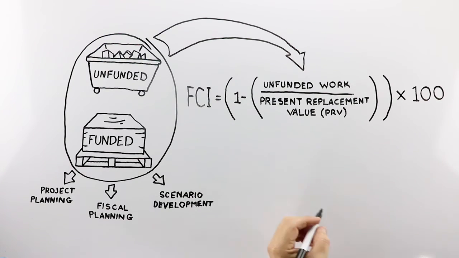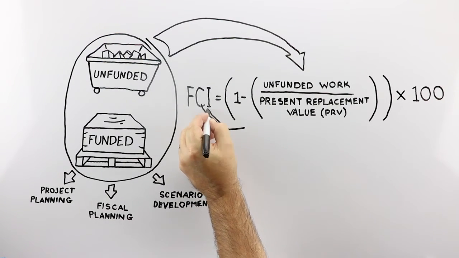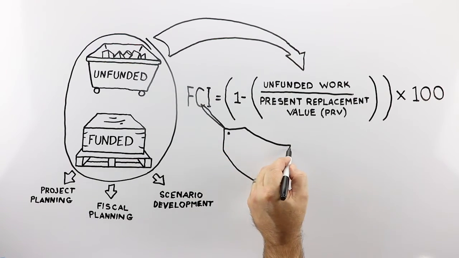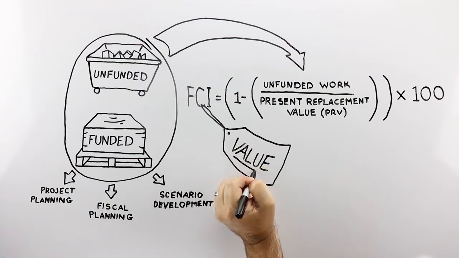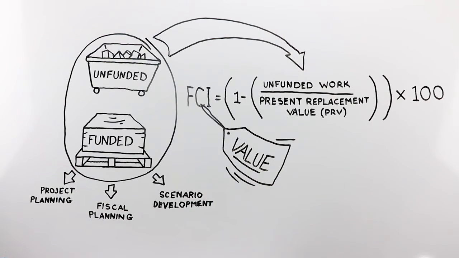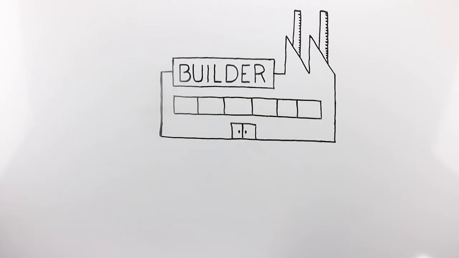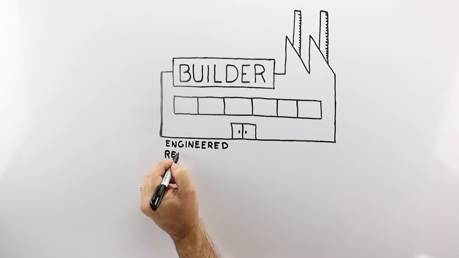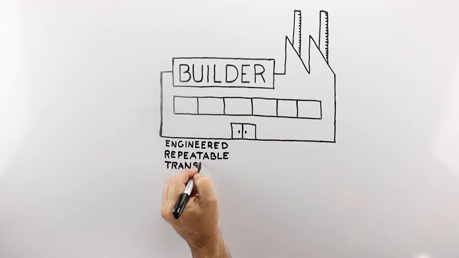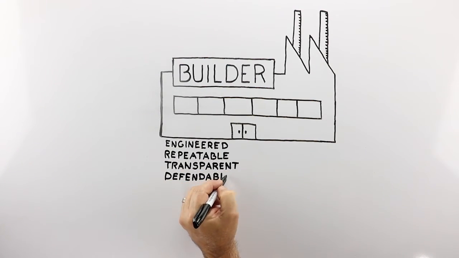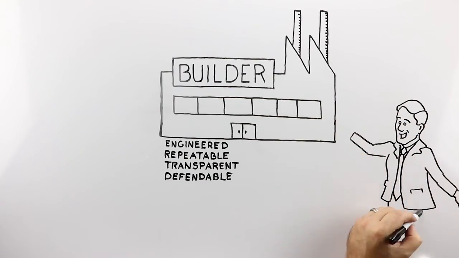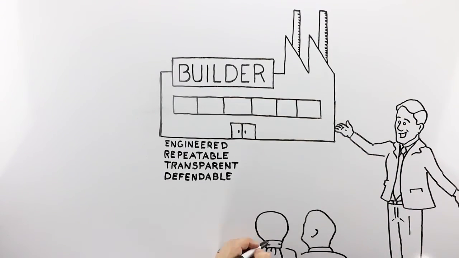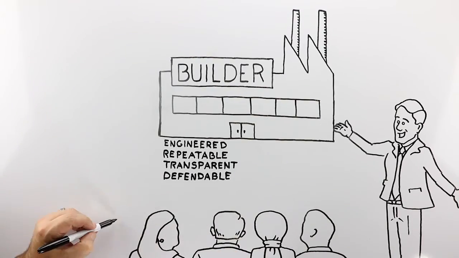This FCI value is firmly based on the consistent application of your organization's business principles, making this FCI calculation even more significant. Now you can see what we mean when we say that Builder is an engineered, repeatable, transparent, and defendable process. Ultimately, Builder allows you to create a customized and concrete plan for spending your organization's limited money in the most efficient way possible.